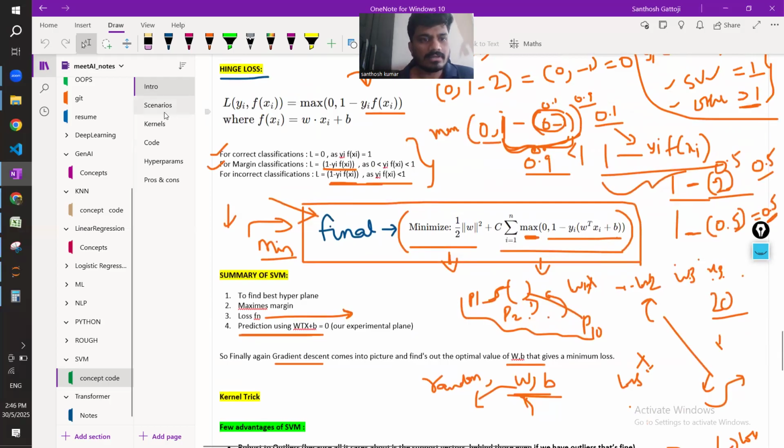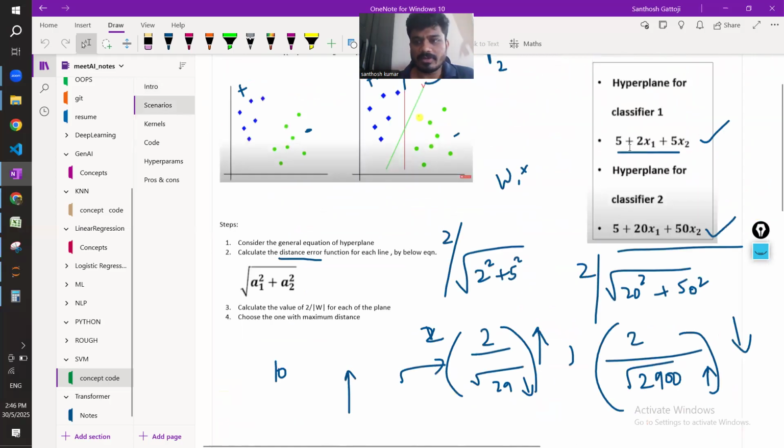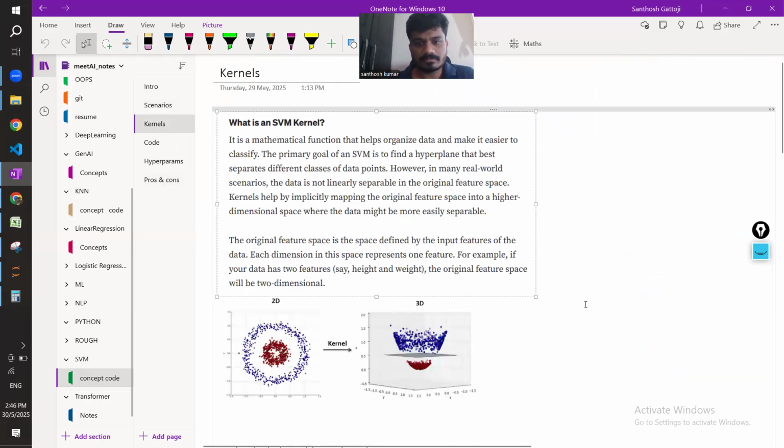We have also seen one scenario where, given two planes, how you will choose which plane as the hyperplane, the one which will have the minimum 2 by W. Okay, fine. So this covers the fundamentals. Only a few things are left. One is the concept of kernels, which concludes the theory part of SVM, and then we will see coding, hyperparameters, and any advantages and disadvantages of SVM. So let's start with this concept of kernels.